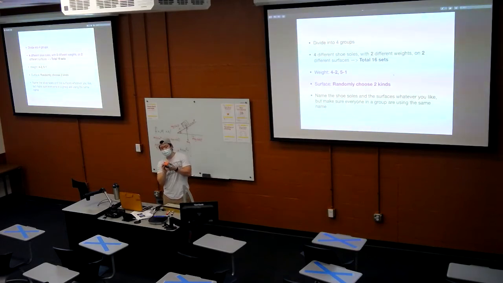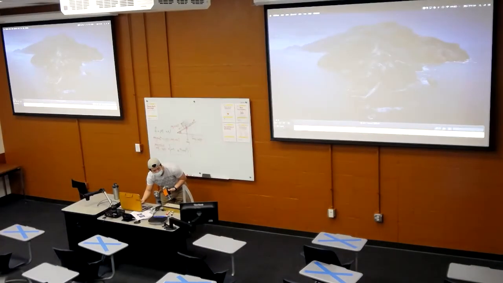Again, there are 2 weights, 4 shoe soles, and 2 surfaces. So in total it will be 16 situations, right? And for each situation, we're going to check 3 times. So we're going to do 3 trials.